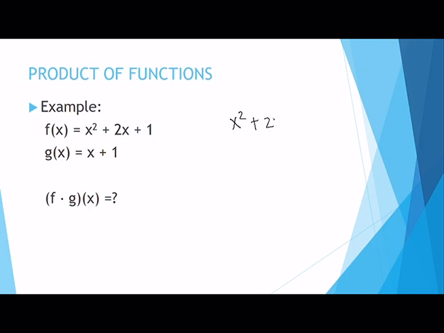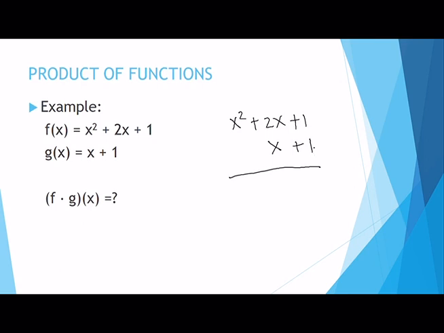So we have x squared plus 2x plus 1 for the f of x, and the g of x will be x plus 1. As you have noticed, I'm aligning my like terms. So we go for the multiplication. We are multiplying similar to your numbers, meaning we are multiplying digit by digit. It's the same thing, but here we are doing it term by term.